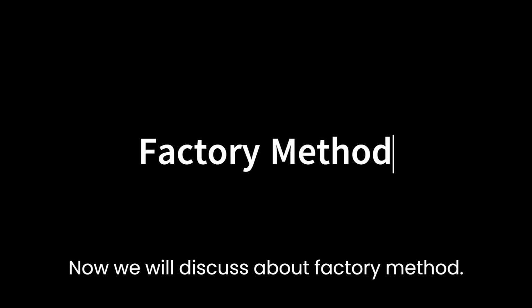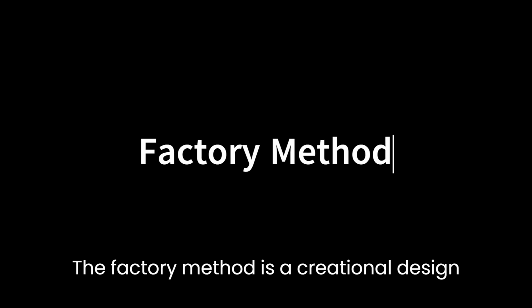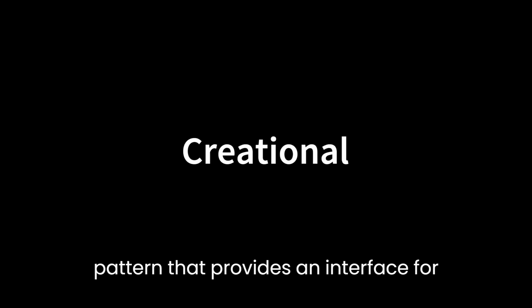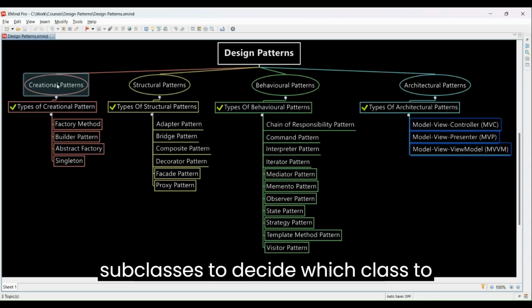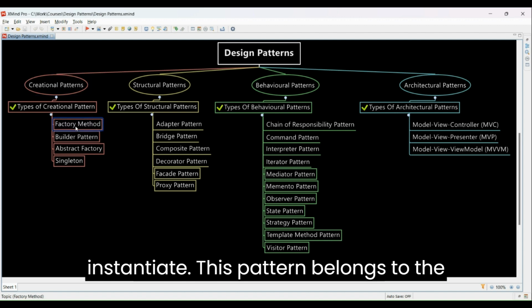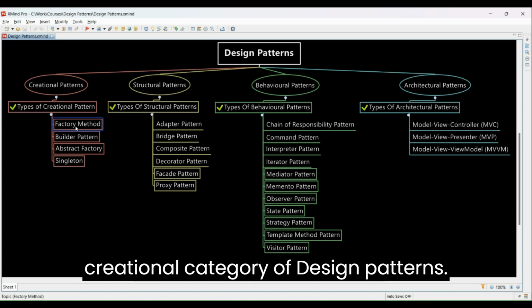Now we will discuss the factory method. The factory method is a creational design pattern that provides an interface for creating objects, but allows subclasses to decide which class to instantiate. This pattern belongs to the creational category of design patterns.